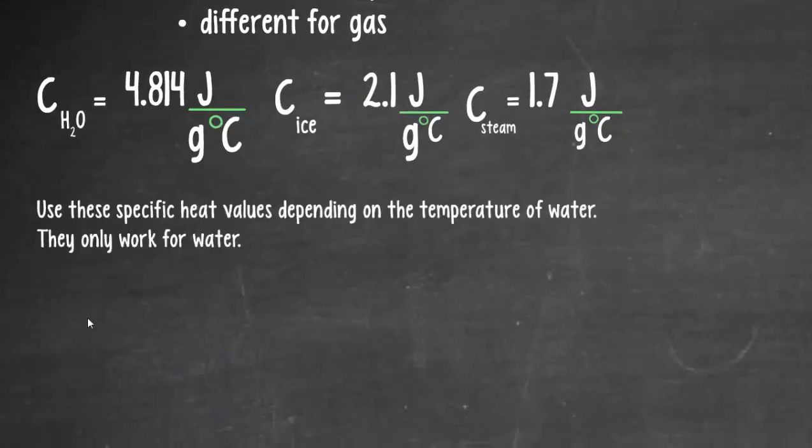So basically you're going to use these specific heat values depending on the temperature of water, and they only work for water. So if you had a different material, you would either be given that material's specific heat capacity or you would be given all other information and then have to figure out the specific heat capacity of that material.